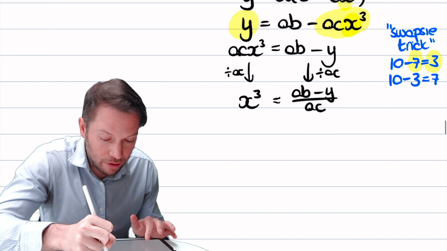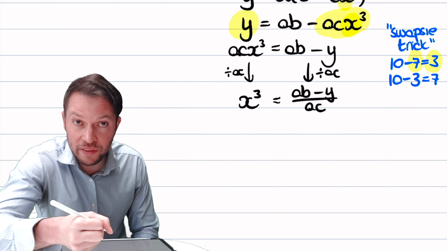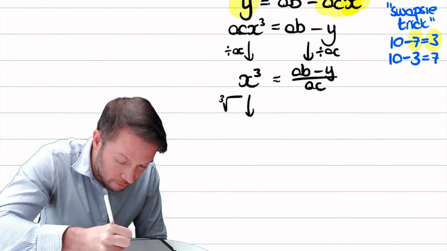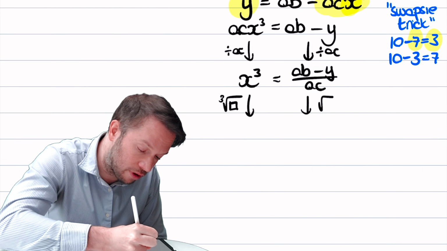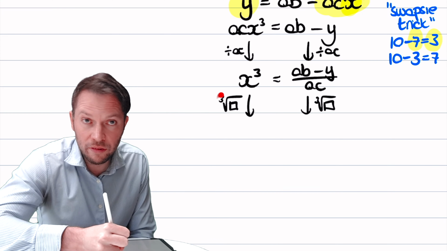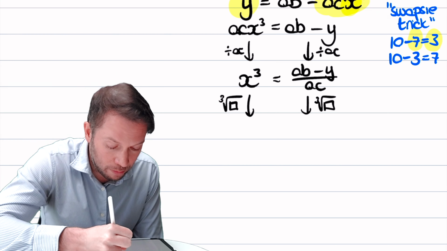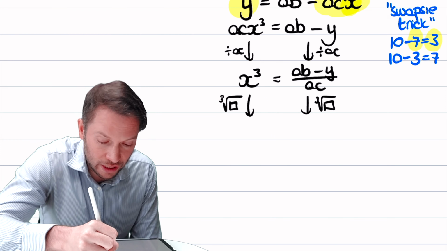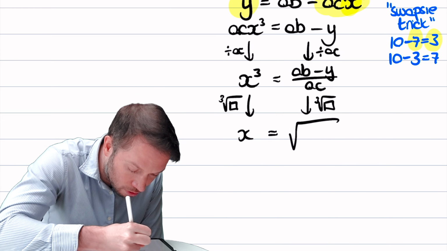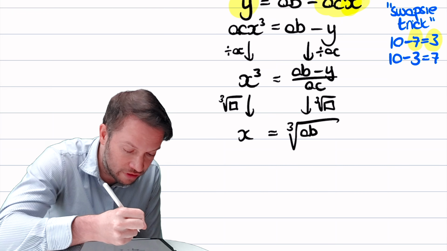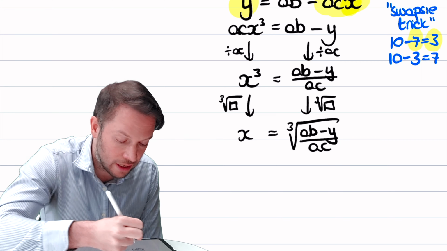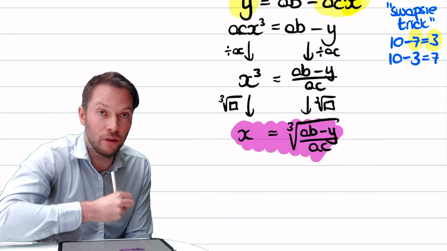Now, finally, to get rid of this cubed on the x, you do the opposite, which is cube rooting. So we cube root the left-hand side, and we cube root the right-hand side. Remember, to write the cube root, you just do this little root symbol with a little tiny 3 on the top left. So the cube root here cancels out that cube, just leaving x. And on the right-hand side, we cube root the whole fraction, making sure that root symbol goes all the way over the fraction like that. And that is the final answer. We've got x on its own on one side of the equation.